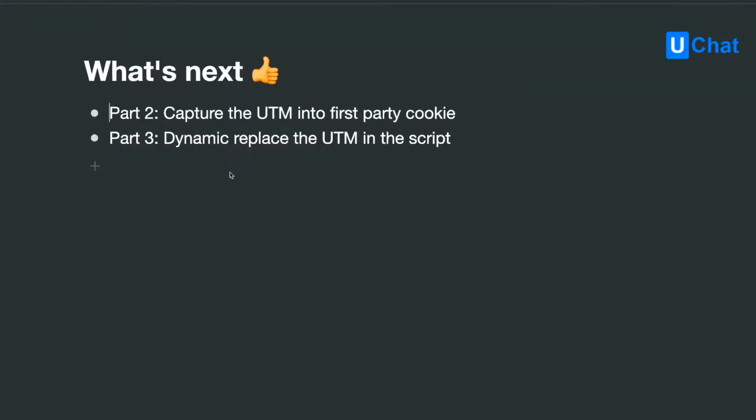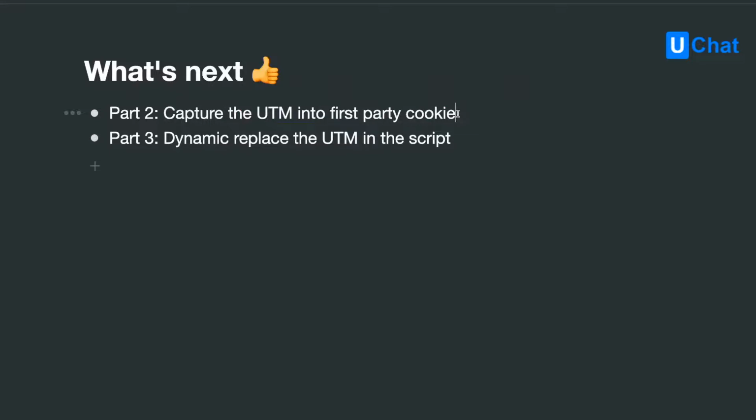This is only part one. There are part 2 and part 3, so that you can actually see the whole journey of the customer's engagement with your chatbot. Part 2, next week, we are going to do a live session about capturing the UTM information into the first party cookie on your website. In this live session we are going to use Google Tag Manager. It will capture the UTM parameters into the first party cookie.